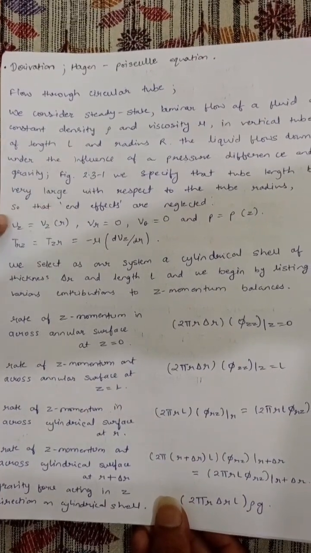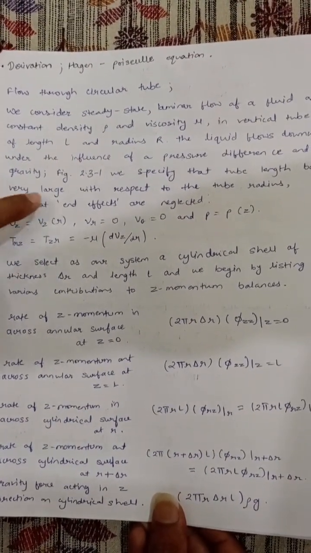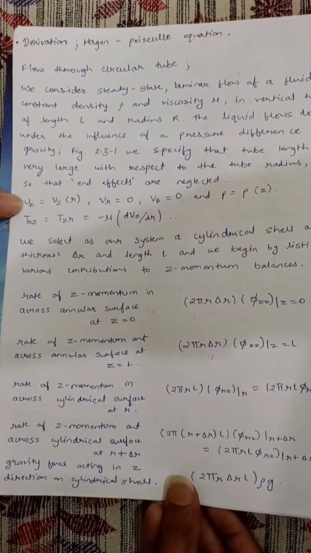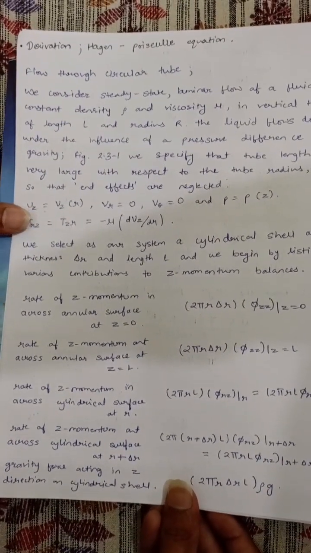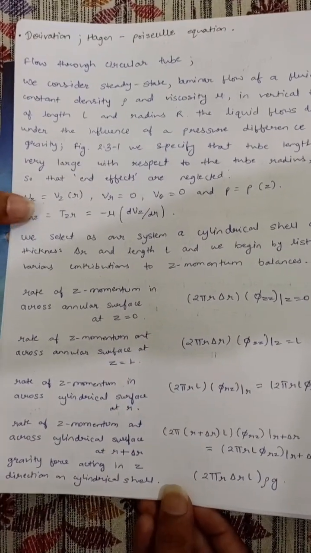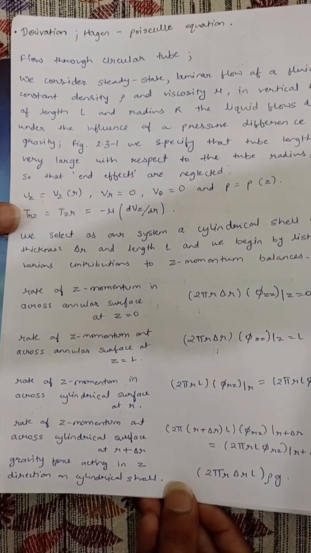In the figure we specify that the tube length is very large with respect to the radius, so that end effects are neglected. Here we define Vz is equal to a function of r, Vr is equal to 0, V theta is equal to 0, and P is a function of Z. So tau rz is equal to tau zr is equal to minus nu dVz upon dr.